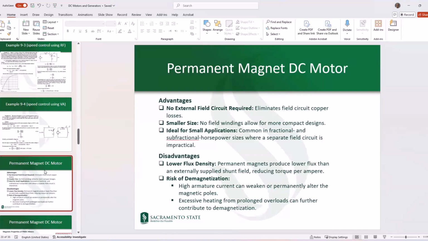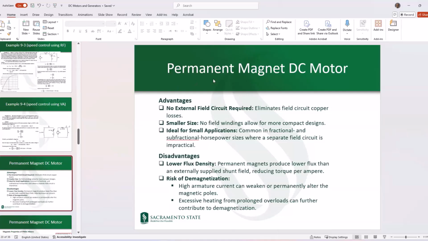All right, now let's go to permanent magnet DC motors. In the previous chapter, all the time we talked about the stator as a permanent magnet, assuming that the N and S poles were present there. In the majority of cases, those poles would be provided through an excitation circuit. But there are some cases where we would use a permanent magnet for that.